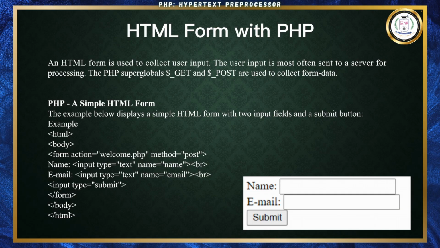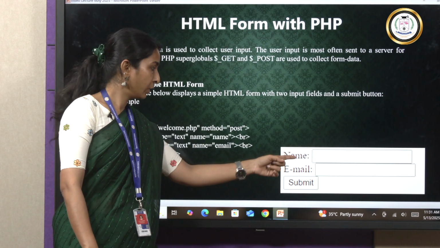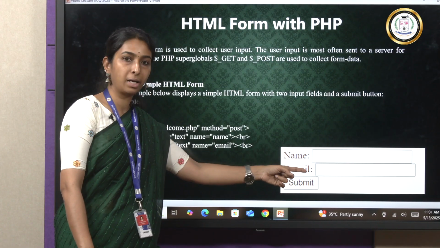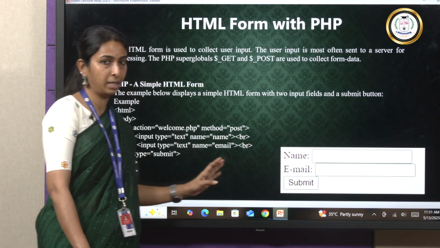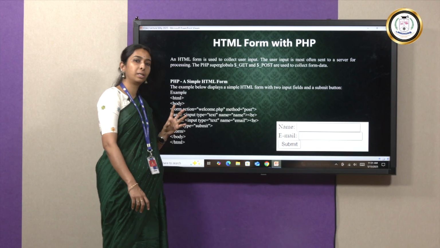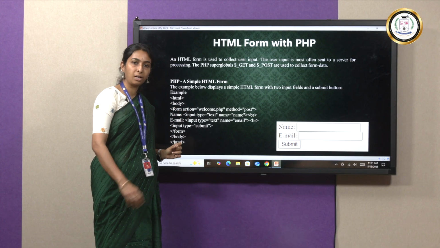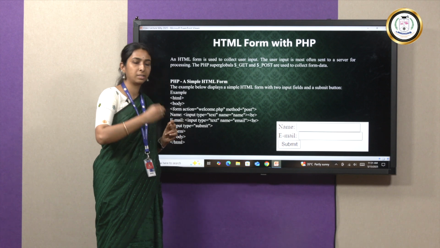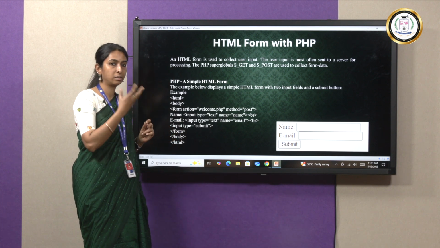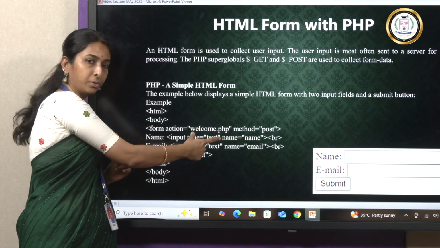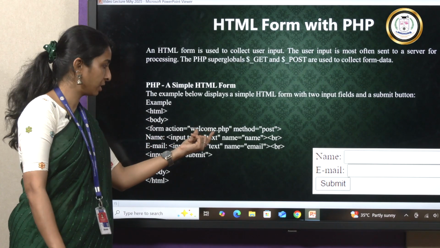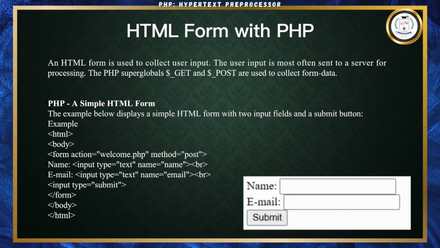So what the user has to do once you execute this HTML code, you will be able to see a web page with these input fields. The user will be entering their name and email address, and then the user will be clicking on the submit button. So what happens when the user clicks on the submit button? The data entered by the user will be sent to the server side, that is, to a file which is located at the server, okay. That file is called your PHP file, that is what we have mentioned here, welcome.php. So I want my data, name and email, to be sent to the server, that is to my PHP file called welcome.php.